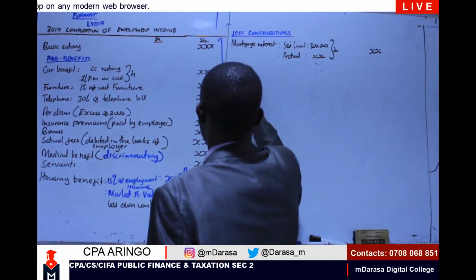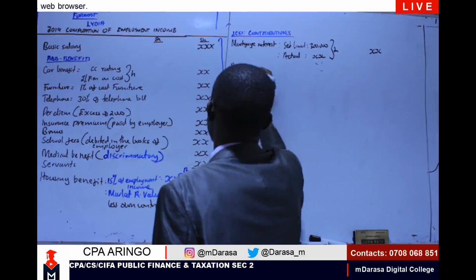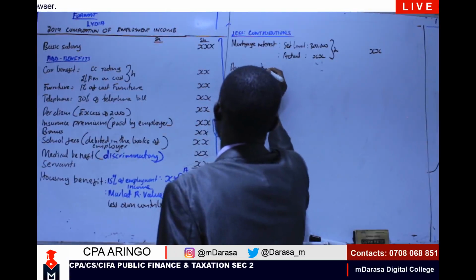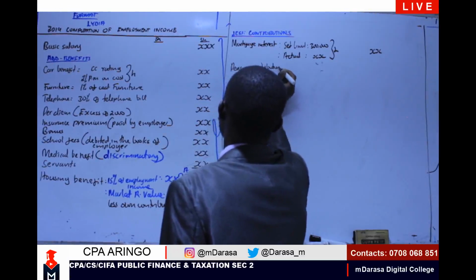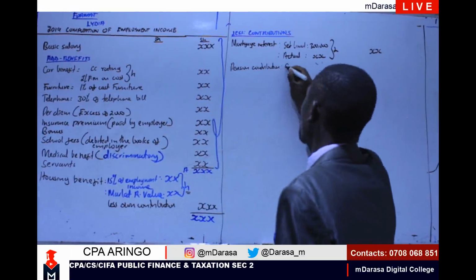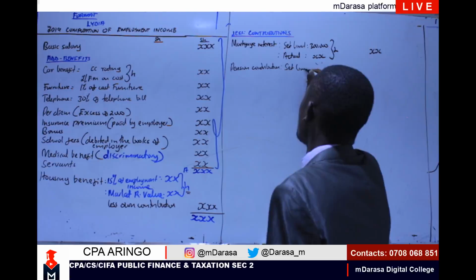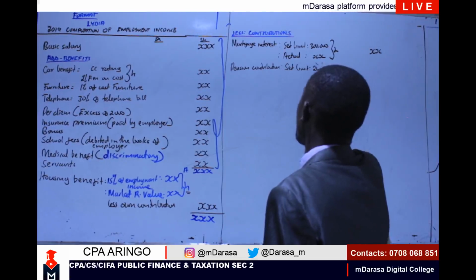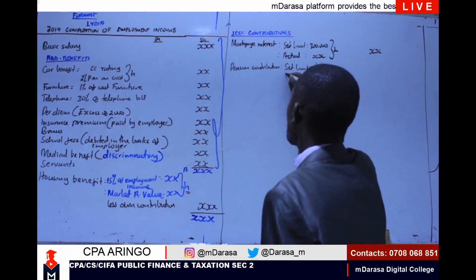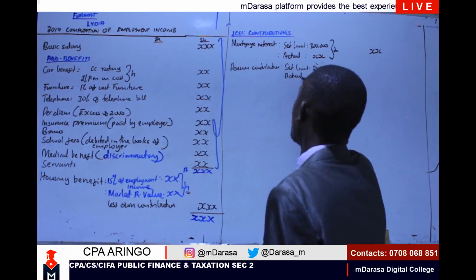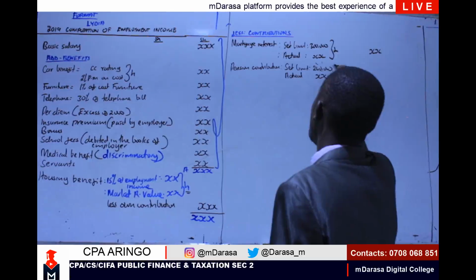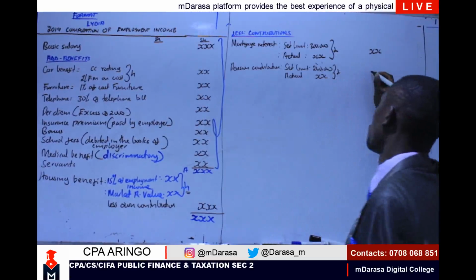Talk of maybe a pension contribution to a registered scheme. For pension contribution, I'm talking of our set limit, which in this case is 240,000. We are going to compare with our actual. Whichever is lower is the one I'm going to take here.